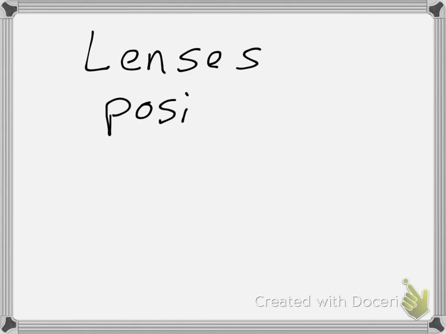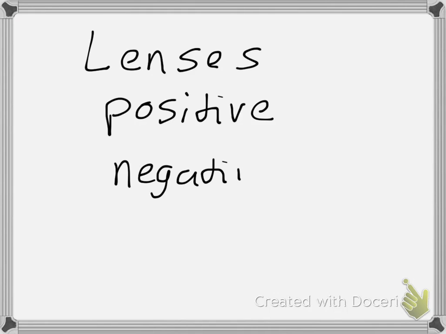So today we want to start talking about lenses and how lenses can form images and how they bend light rays. So we have two different types of lenses. Some books call them convex and concave. Your book calls them positive and negative. Okay, so what is a positive lens and what is a negative lens?